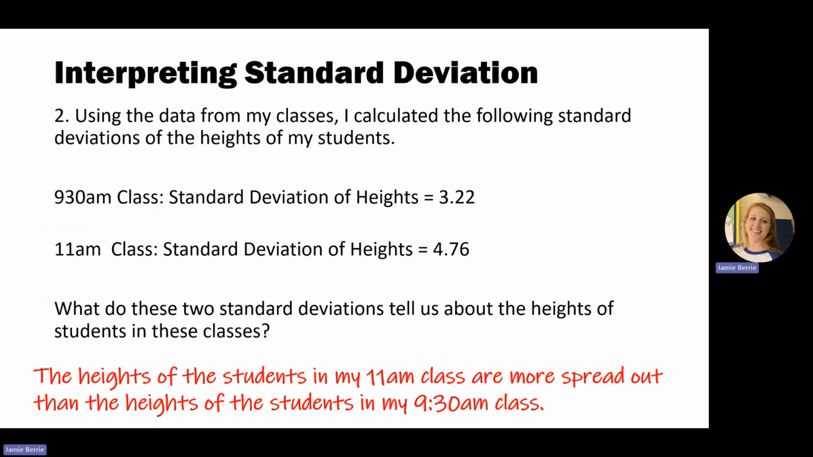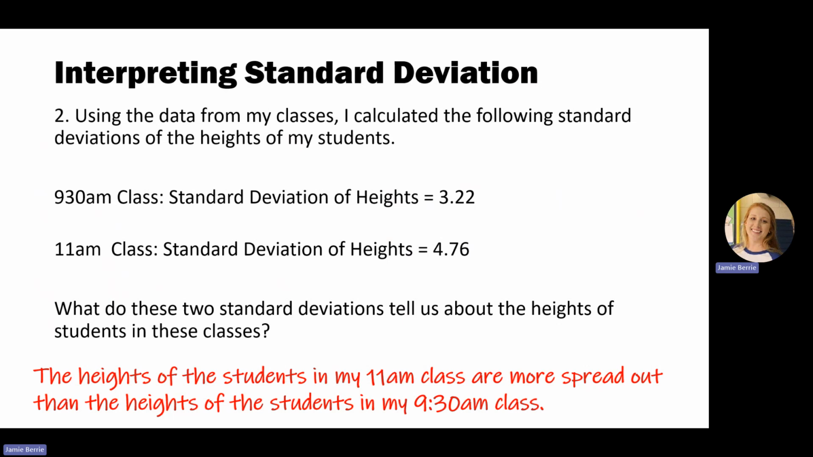Interpreting standard deviation. Using data from my classes from a previous semester, I calculated the following standard deviations of the heights of my students. I was teaching statistics at 9:30, and then I taught it again at 11 a.m. For the 9:30 class, the standard deviation of their heights was 3.22 inches, and for the 11 a.m. class, it was 4.76 inches. The question is, how do we interpret this? What do these two standard deviations tell us about the heights of the students in these classes? Down here, I have a little interpretation for you.